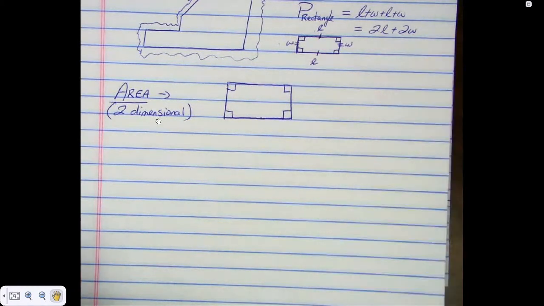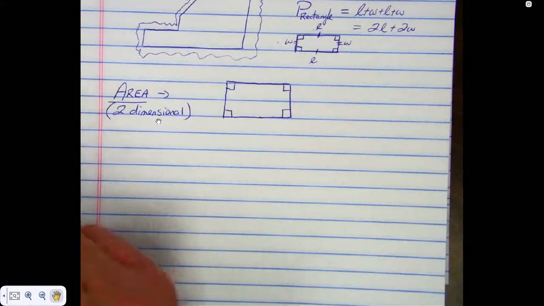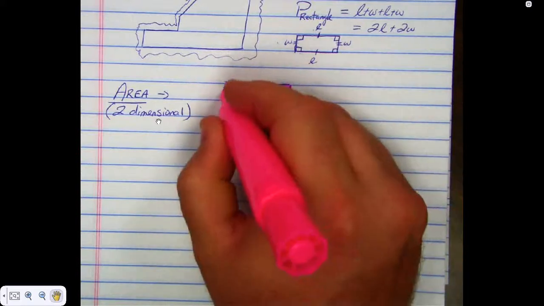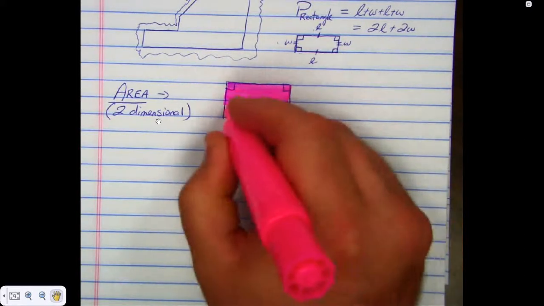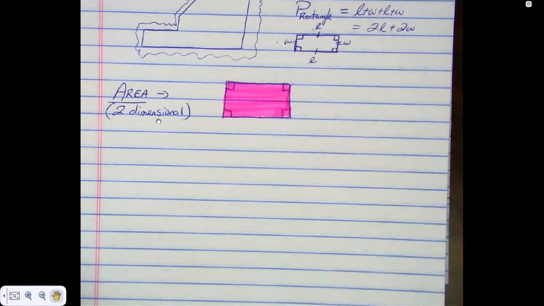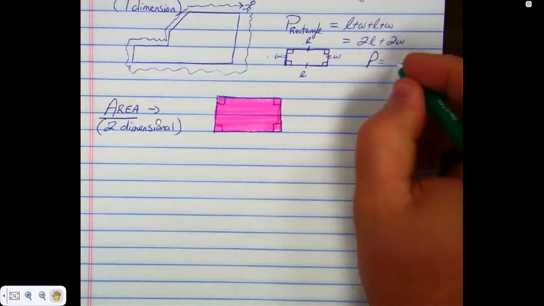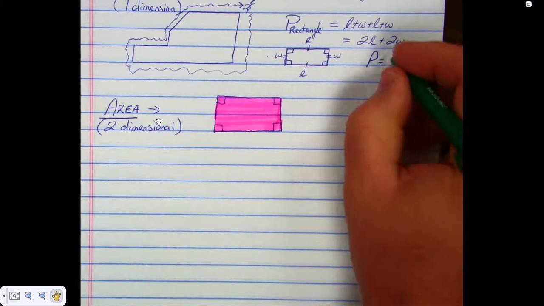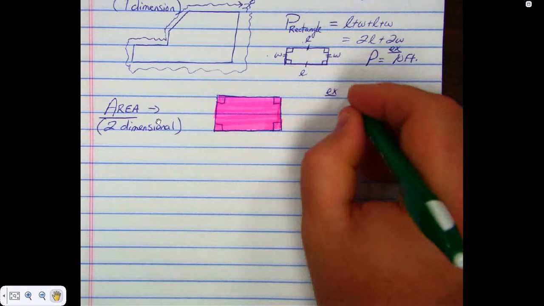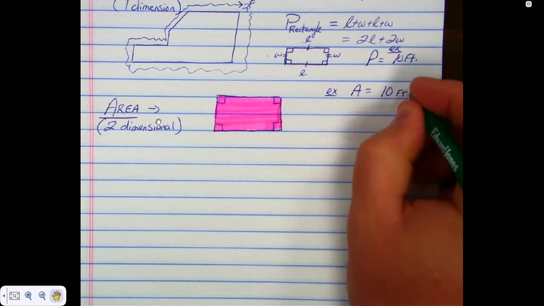Area is what? If I was to demonstrate what area is, what would I color in? The inside. Area represents all of this, a measurement of all of that. It's a two-dimensional measurement. An example of a perimeter, back up here, you could have a perimeter of 10 feet, let's say. An example of an area wouldn't be 10 feet, but it would be 10 square feet.